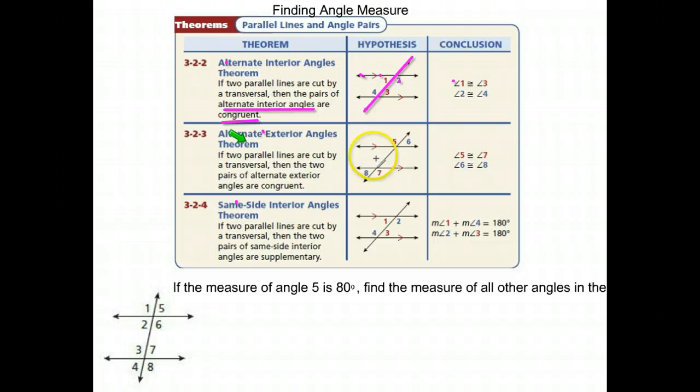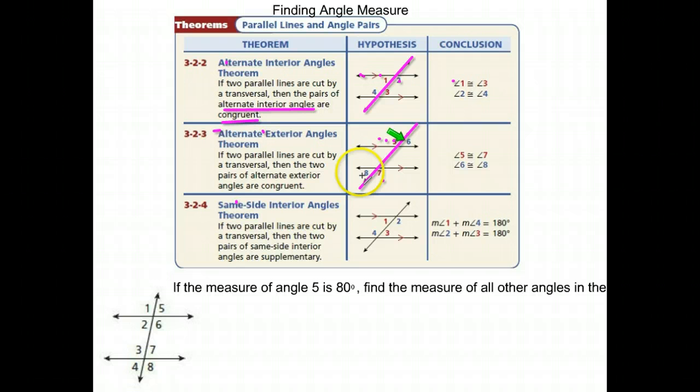So what makes them exterior? Well, notice here's our parallel lines. They're outside of the parallel lines. They're not between them. They're on the outside. Okay, so what makes them alternate? They're on opposite sides of the transversal. So 5 is exterior because it's outside of the parallel lines, but it's alternate from 7 because they're on opposite sides of the transversal. One's to the left, the other's to the right. They are congruent. Okay, that's another new property.